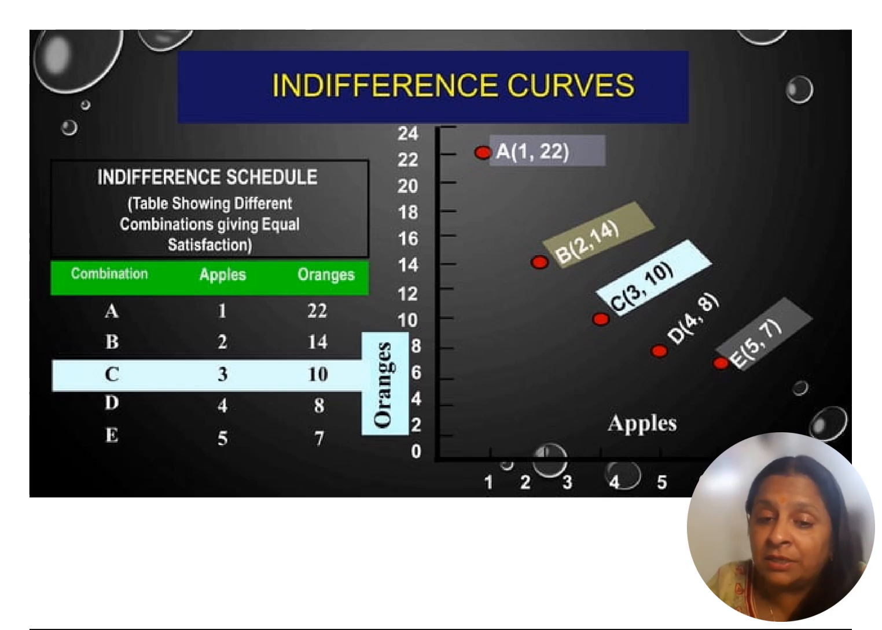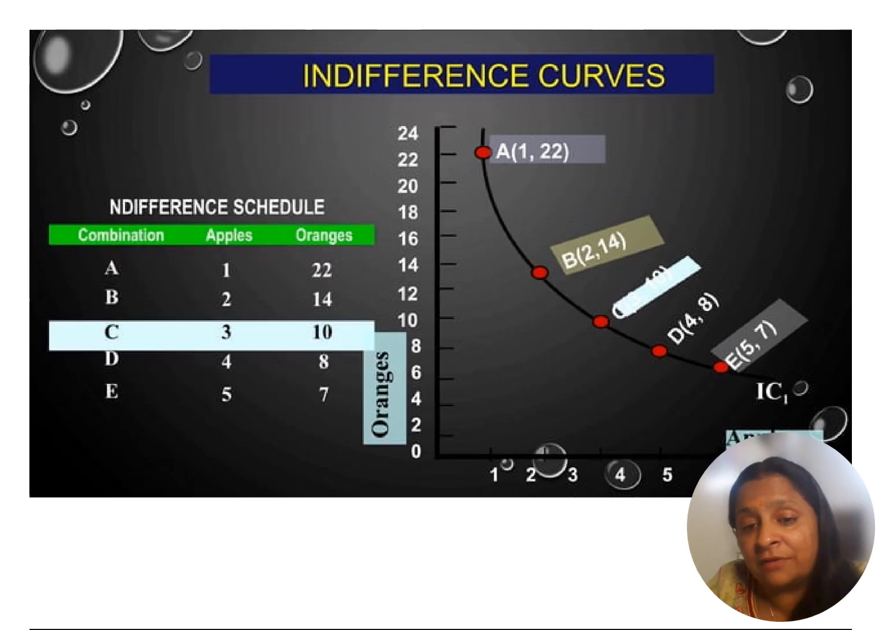But remember that it is based on our assumption that A, B, C, D are all giving equal satisfaction. But it shows one thing: first I sacrifice one, increasing only apples 1, 2, 3, 4, 5, but oranges are decreasing. If I increase one good, I have to sacrifice the other, but at a diminishing rate. First I sacrifice 22 minus 14, a difference of 8, and 14 to 12, a difference of 2, then a difference of 1.